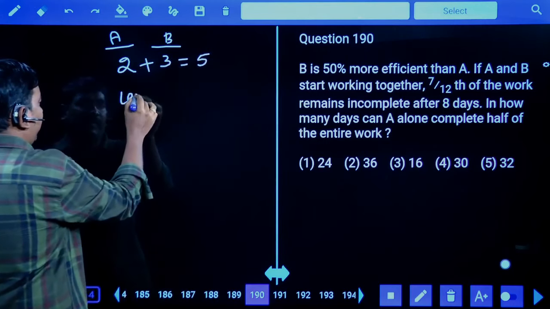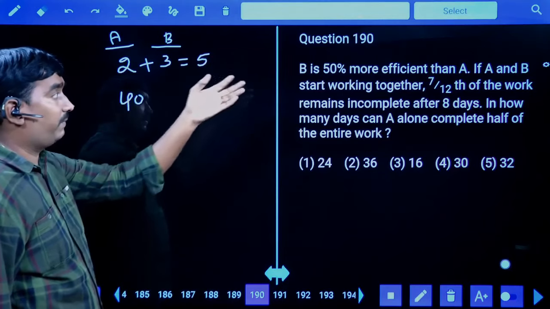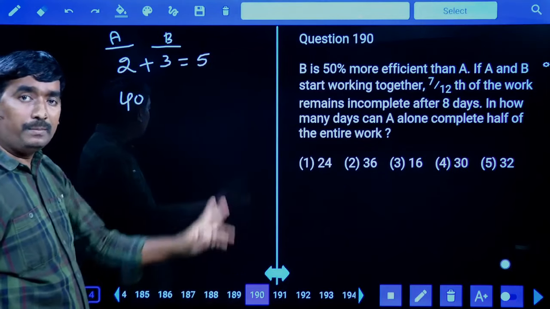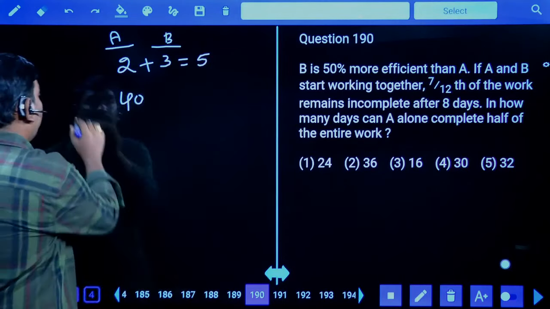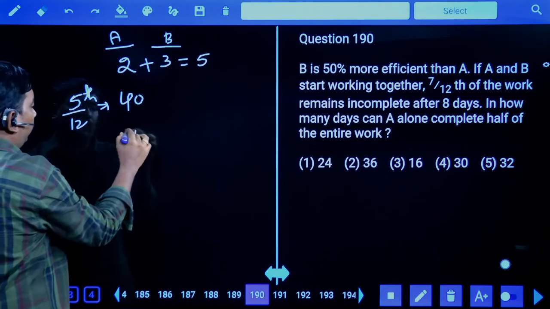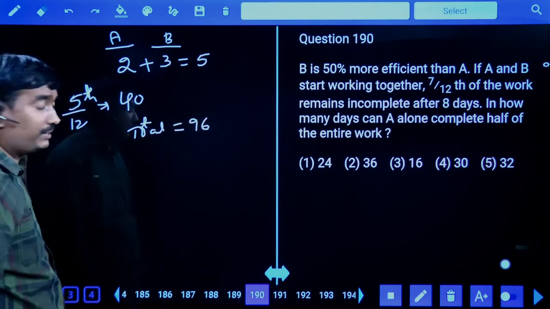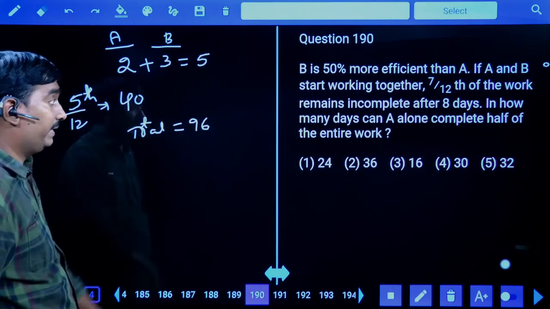In 8 days they can do 40 units. If 7/12 is incomplete, it means 5/12 is completed. If 5/12 is 40 units, then the total work is 96 units. 5 8s are 40, 12 8s are 96 units.